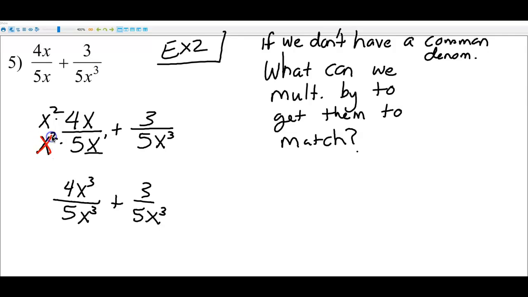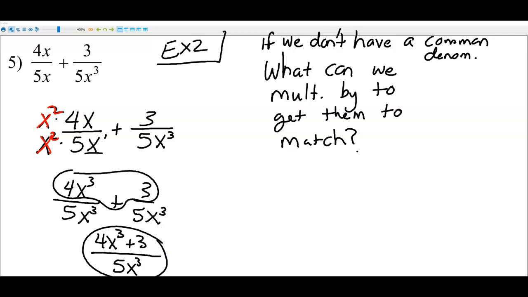After you get the common denominator, you can just do what we've been doing before, which is add them together. So could we just combine these? No, those are not like terms, so I can't combine them in any way. I'll just put them together like that, and then we're all done.